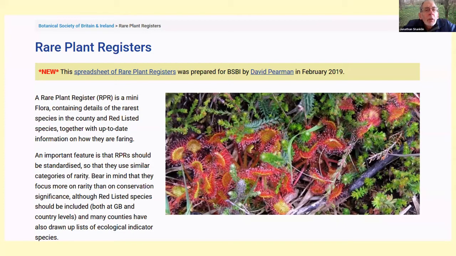Those red lists lead us in to the rare plant registers. And again, there's a spreadsheet detailing the rare plant registers on the BSBI webpage. Historically, of course, there was very much a focus on rarity rather than any other indicator of conservation value. And I'm going to start being a little bit more controversial in the next few slides.